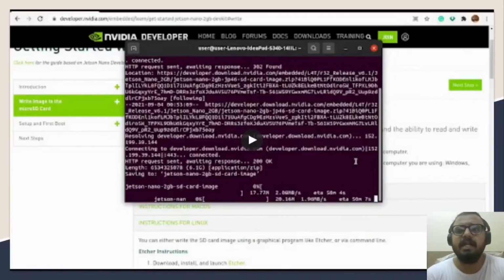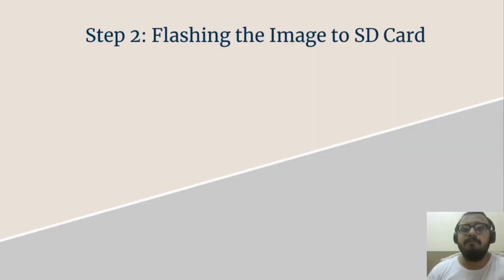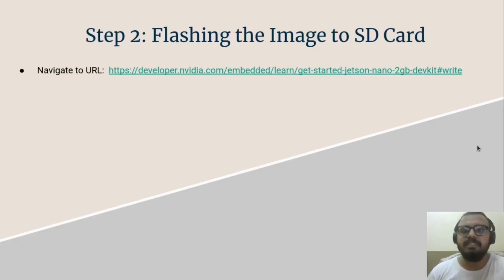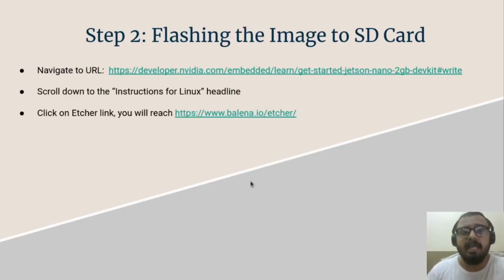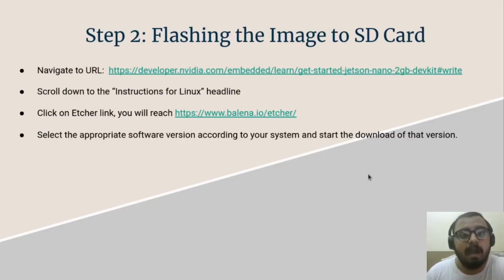After downloading the SD card image to your local system, it's time to move to step 2 of part A, which is flashing the image to the SD card. And step 1 of step 2 is to reach the same URL which you used for step 1. Then scroll down to the instruction for Linux headline, then click on the Etcher link. You will reach https://www.balena.io/etcher/. Then you have to select the appropriate software version according to your system and start the download of that version.